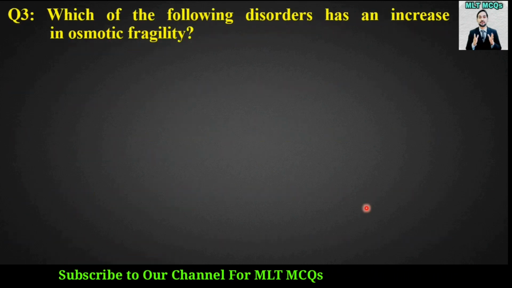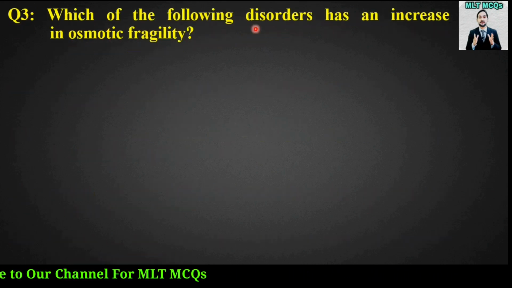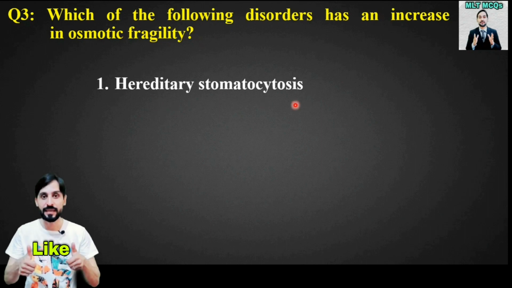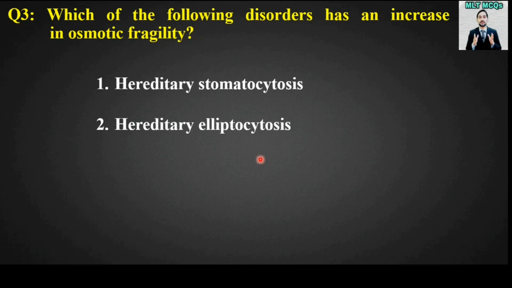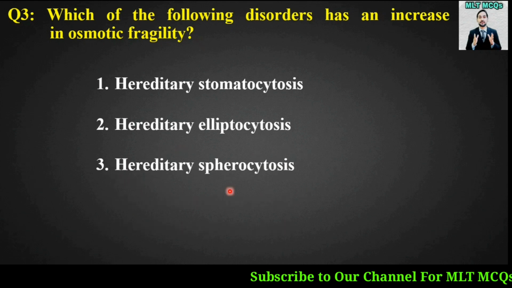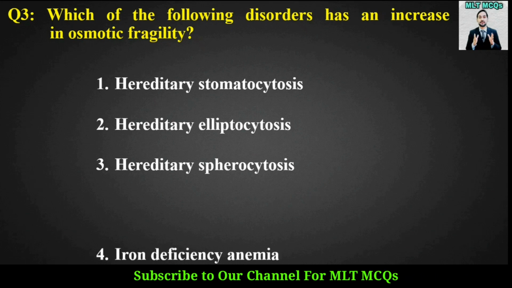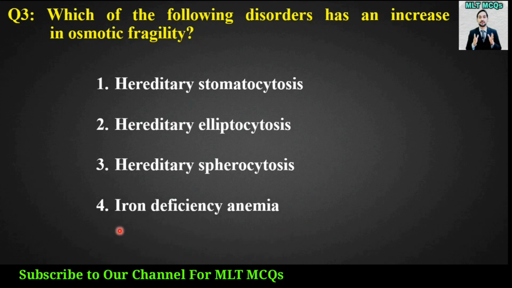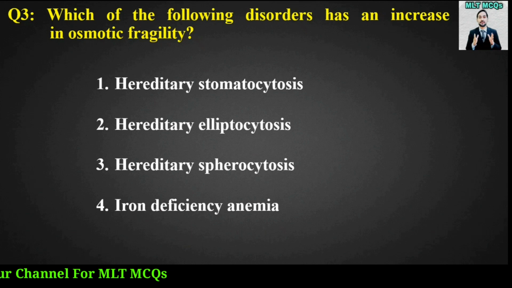MCQ number 3 is, which of the following disorders has an increase in osmotic fragility? Options are hereditary stomatocytosis, hereditary elliptocytosis, hereditary spherocytosis, or iron deficiency anemia. And the right answer for this MCQ is option number 3, hereditary spherocytosis.